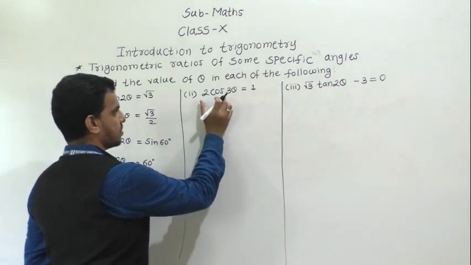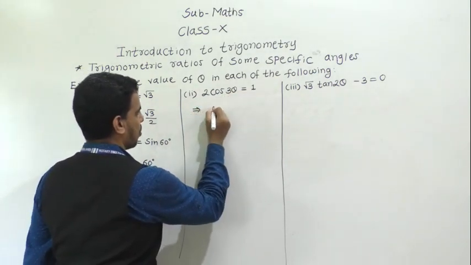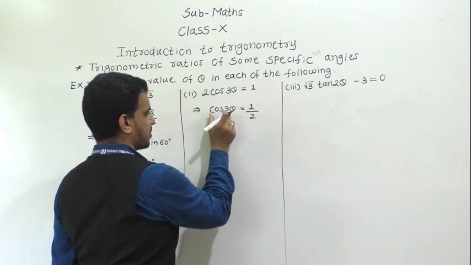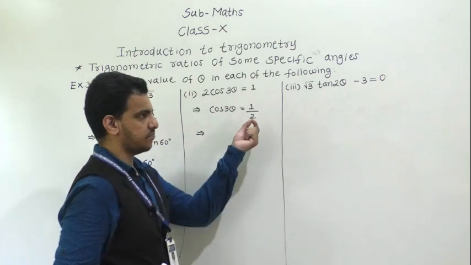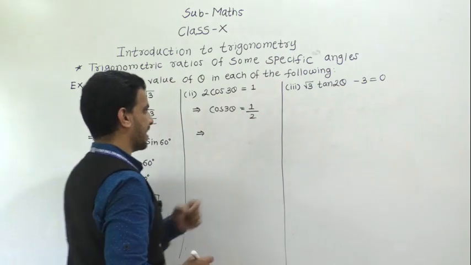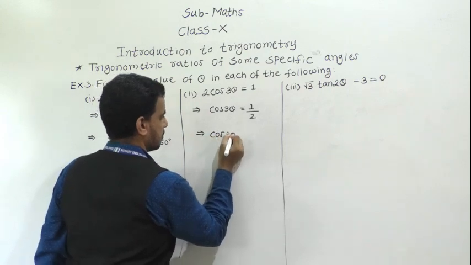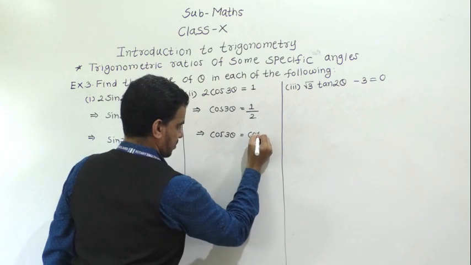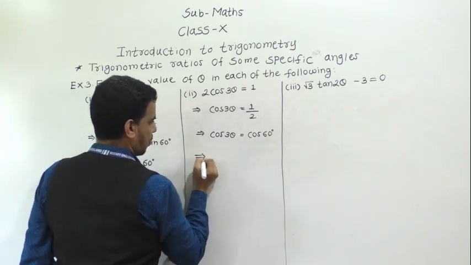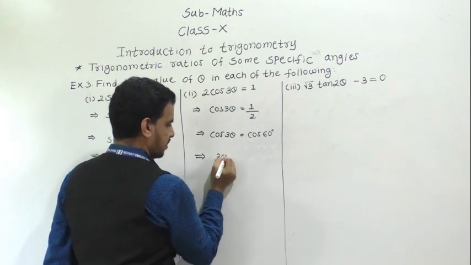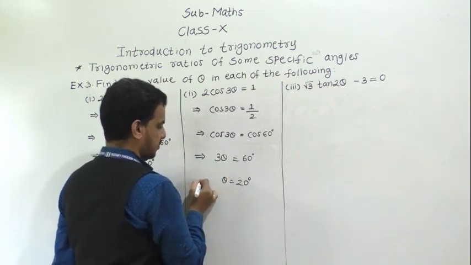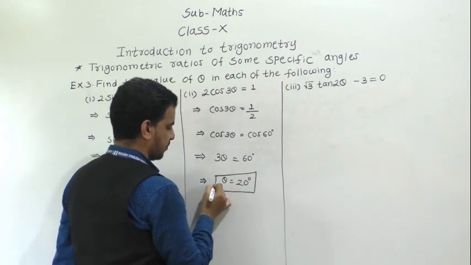Now here 2 cos 3 theta is equal to 1, so cos 3 theta is equal to, shifting this 2 here, 1 by 2. Now cos 3 theta is equal to 1 by 2, so we know for which angle cos is equal to 1 by 2. That is 60 degrees. Cos 60 degrees is equal to 1 by 2, so instead of this 1 by 2 we put cos 60 degrees. Now cos 3 theta is equal to cos 60 degrees, means 3 theta is equal to 60 degrees, so theta is equal to 60 by 3, that is 20 degrees. So in the second one theta is equal to 20 degrees.